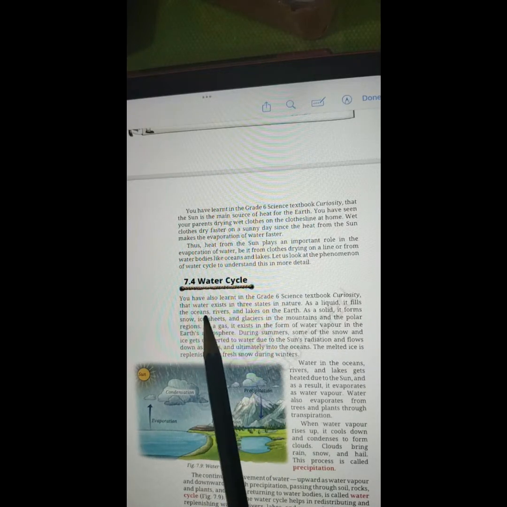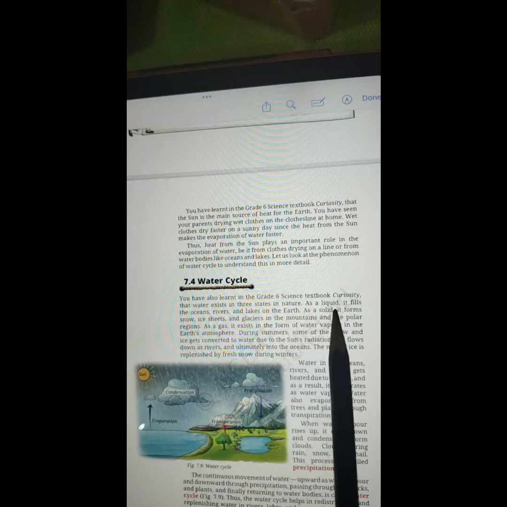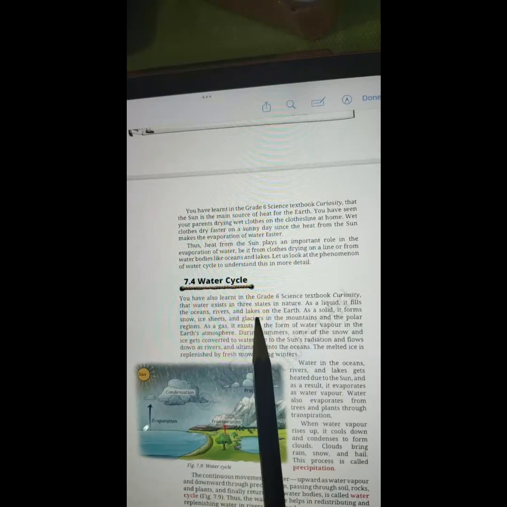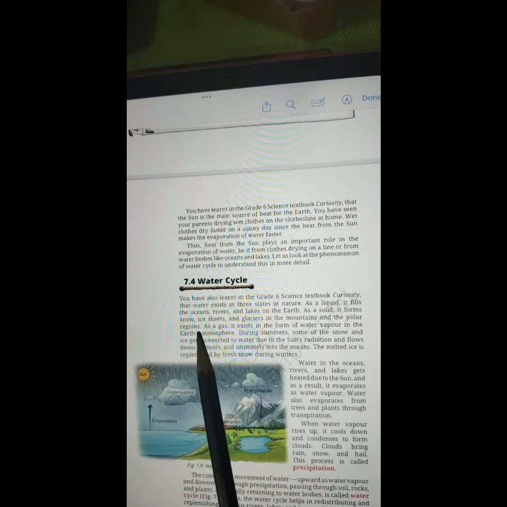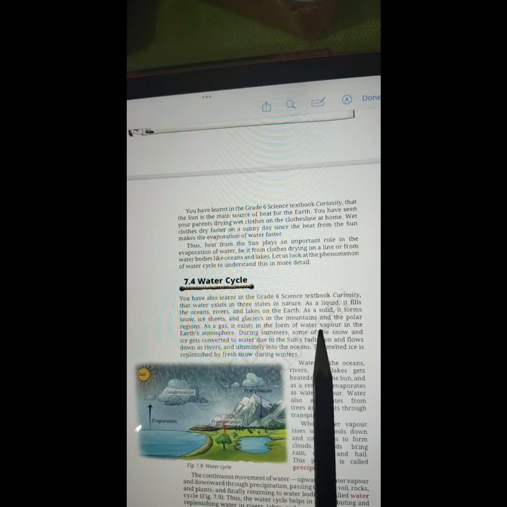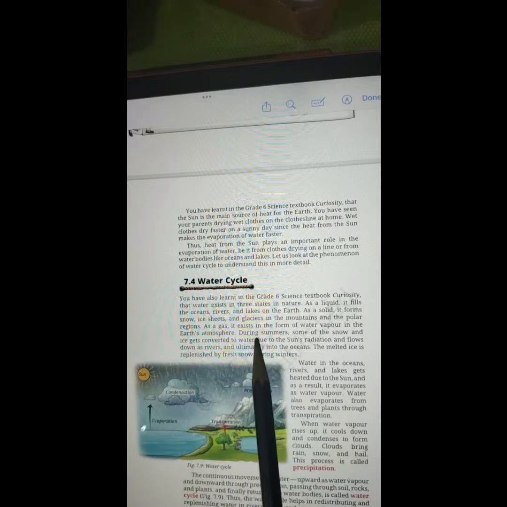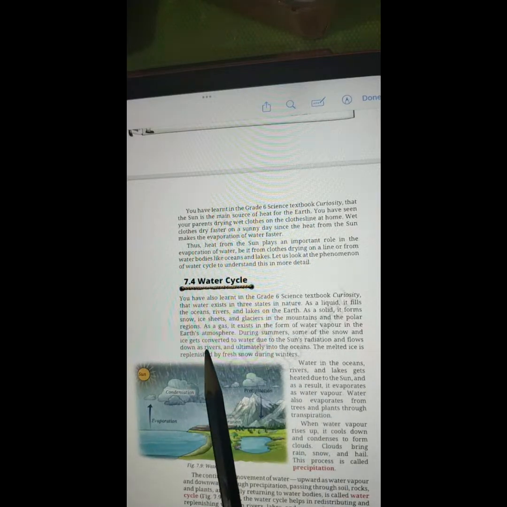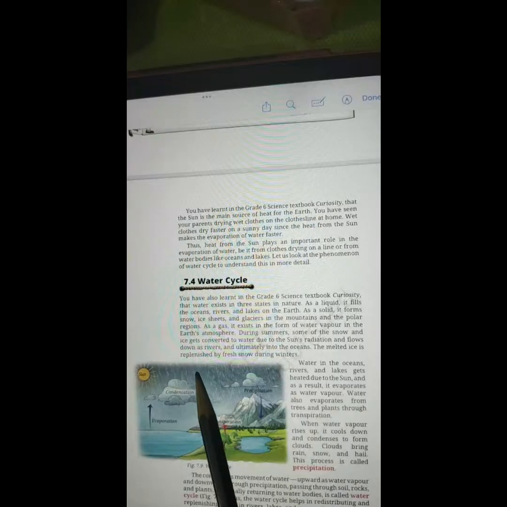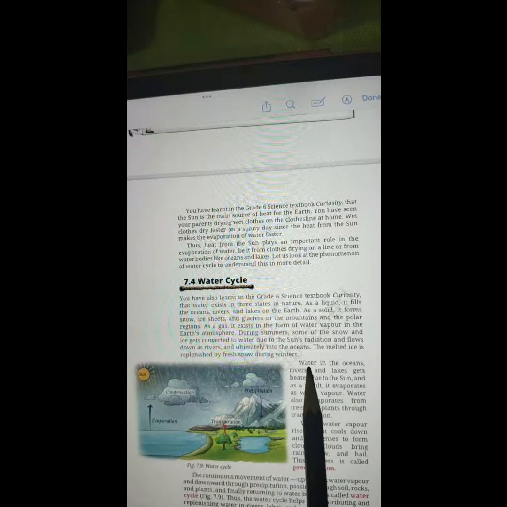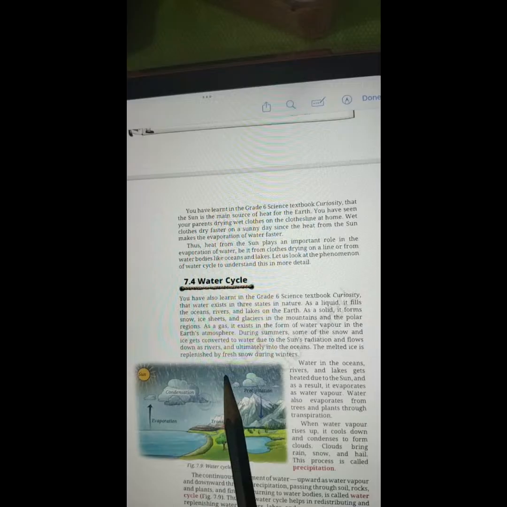7.4 Water cycle. You have also learned in grade 6 science textbook Curiosity that water exists in three states in nature. As a liquid, it fills the oceans, rivers, and lakes on the earth. As a solid, it forms snow, ice sheets, and glaciers in the mountains and the polar regions. As a gas, it exists in the form of water vapor in the earth's surface. During summer, some of the snow and ice gets converted to water due to sun's radiation and flows down in rivers and ultimately into the oceans. The melted ice is replenished by fresh snow during winters.